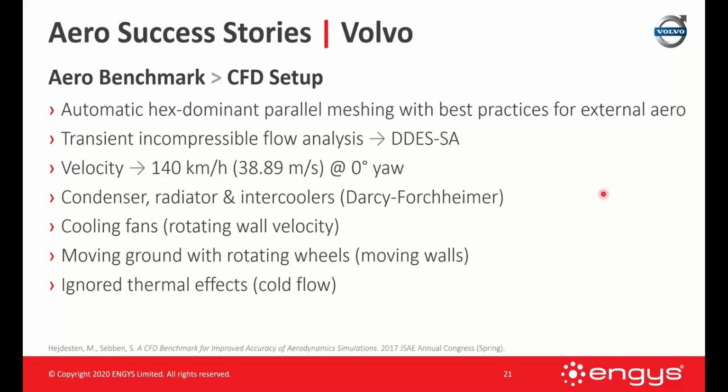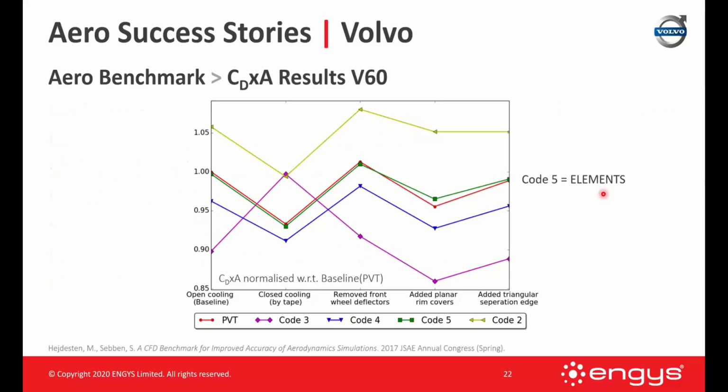The moving ground with rotating wheels: there's a moving ground boundary condition that's a tangential velocity, and then the rotating wheels is a fixed wall rotating velocity on the wheel surface itself. And for now, we're ignoring thermal effects. So this is a cold flow experiment.